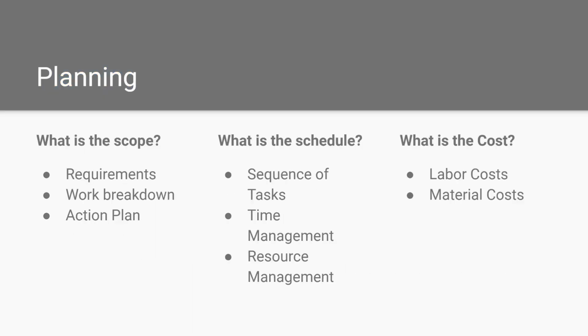Okay, the next phase is the planning phase. Here you try to organize your resources. You try to figure out what actually has to get done. So usually you start with what is the scope, what are the requirements, what work needs to be done. So create tasks, kind of a long to-do list for the whole thing. And then you can take this to-do list and create an action plan.